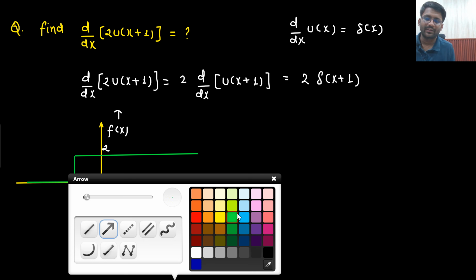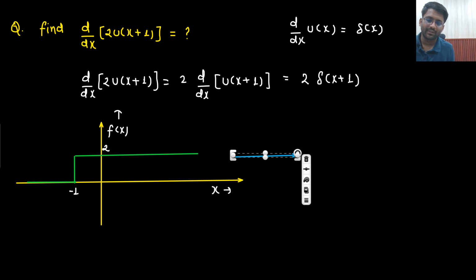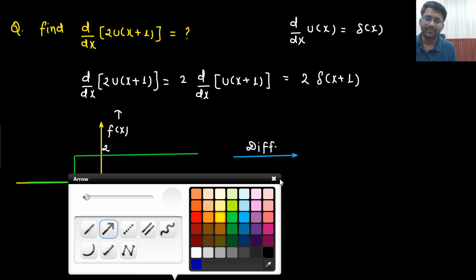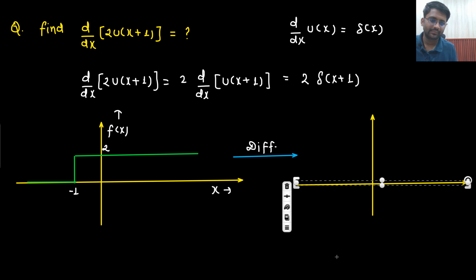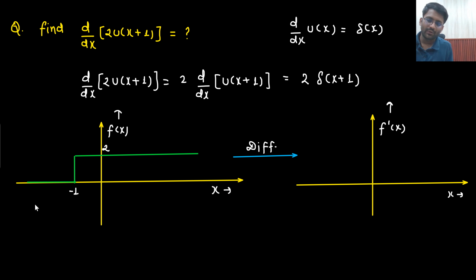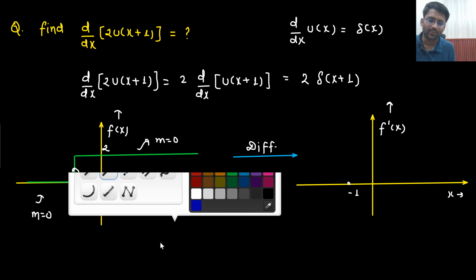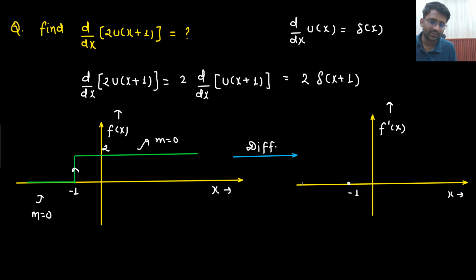Right? Now you need to differentiate. The differentiation I am showing by f dash x. So what is the slope here? The slope is 0 here. What is the slope here? Here also the slope is 0. But sir, here you can see there is a sudden jump of 2. So at x equals to minus 1, there is a sudden jump of 2. So what is the slope here? Slope is 0. After that as well, the slope is 0.